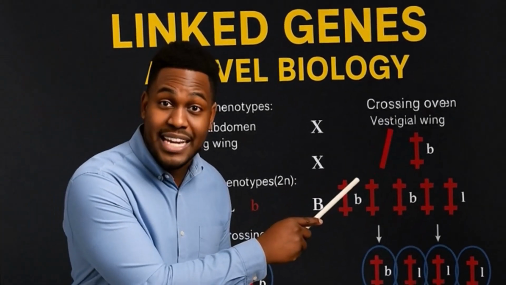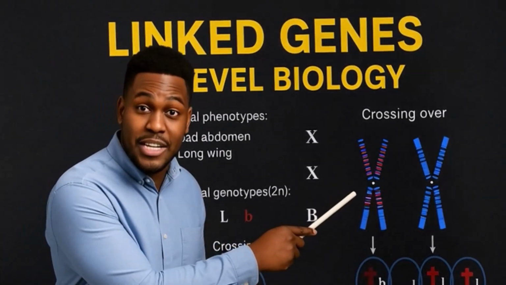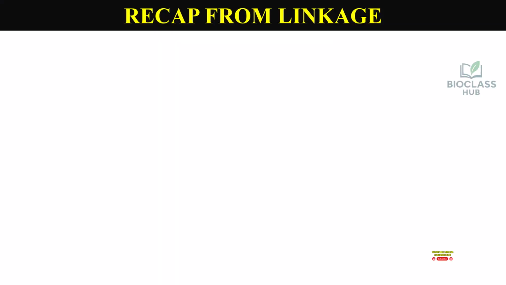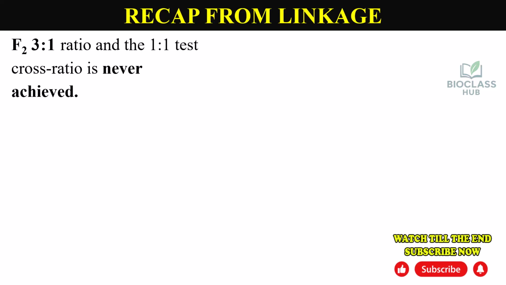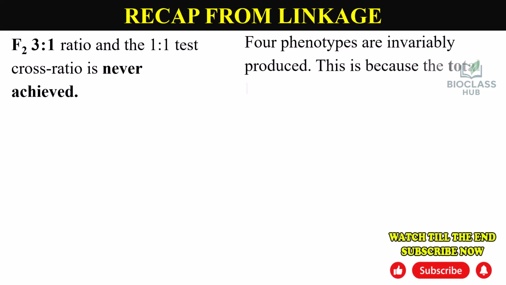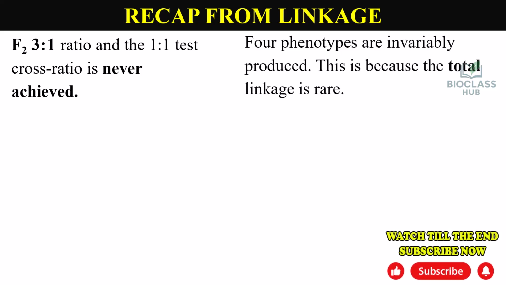During crossing over, segments of these chromosomes can exchange genetic material, leading to new combinations. In practice, the F2 3-to-1 ratio and the 1-to-1 test-cross ratio are never achieved. Usually, 4 phenotypes are invariably produced. This is because total linkage is rare.